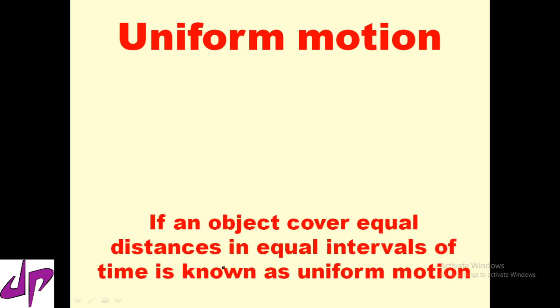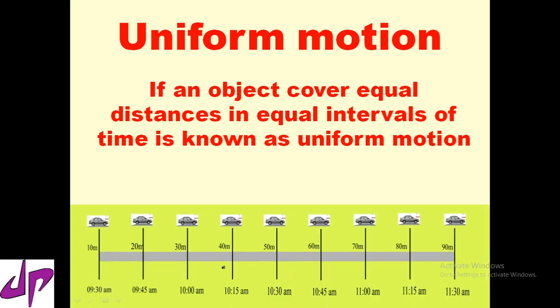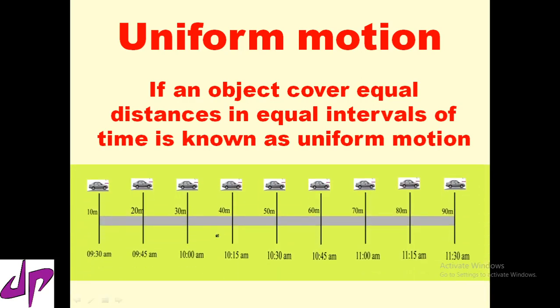Coming to uniform motion. If an object covers equal distances in equal intervals of time, it is known as uniform motion. See the definition: if an object covers equal distances in equal intervals of time, it is known as uniform motion. See it here. A car starts at 9:30.